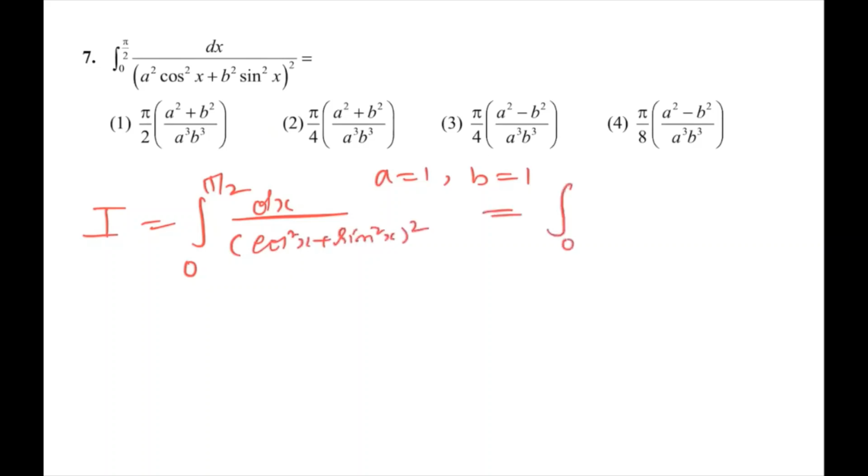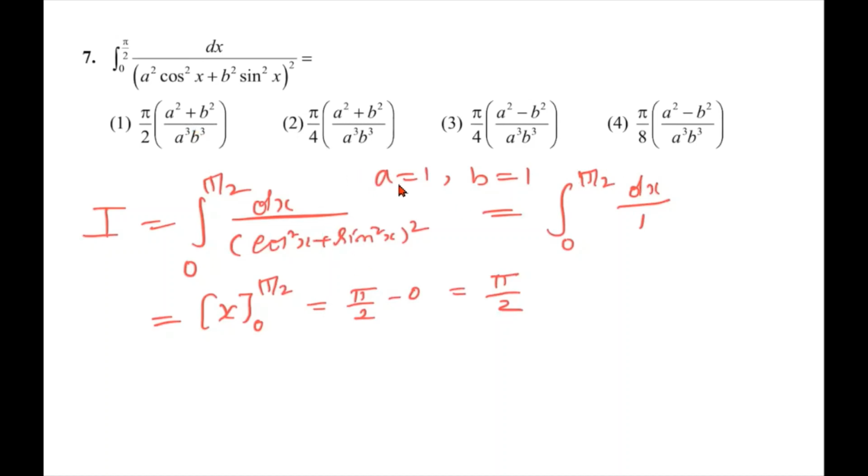That is the integral from 0 to pi by 2 of dx upon 1 square, which is 1. So the integral of dx is x between 0 and pi by 2, upper limit minus lower limit. The answer is pi by 2. Now see which option gives you pi by 2 whenever you take a equal to 1, b equal to 1. Suppose you are getting 2 options, then this method doesn't work.